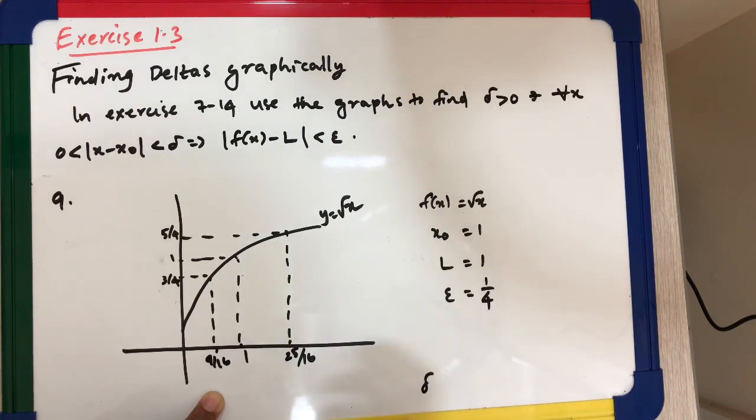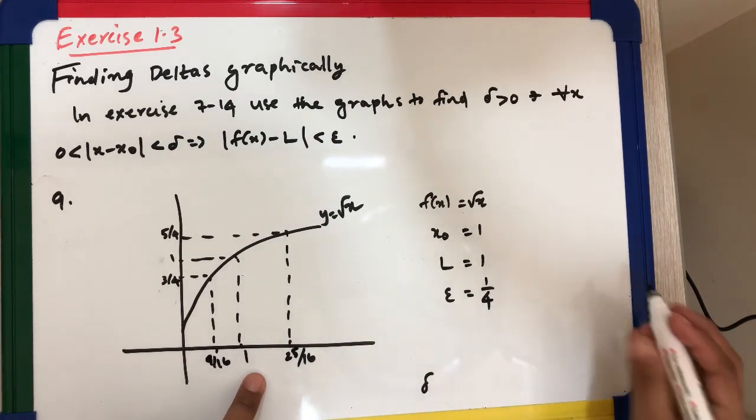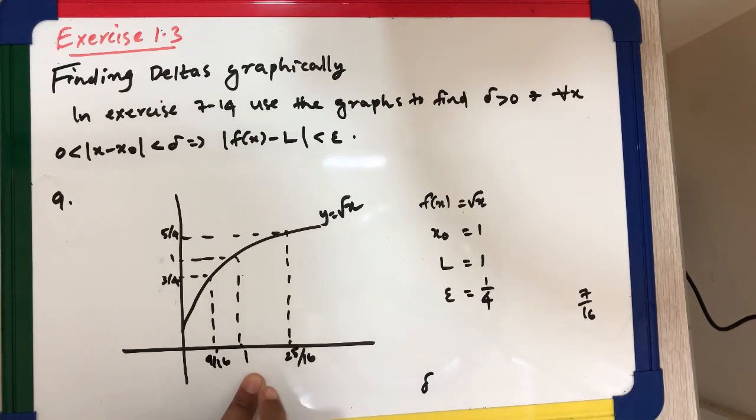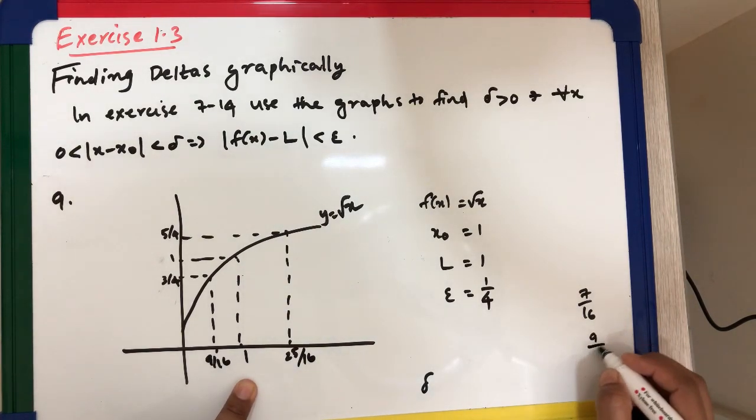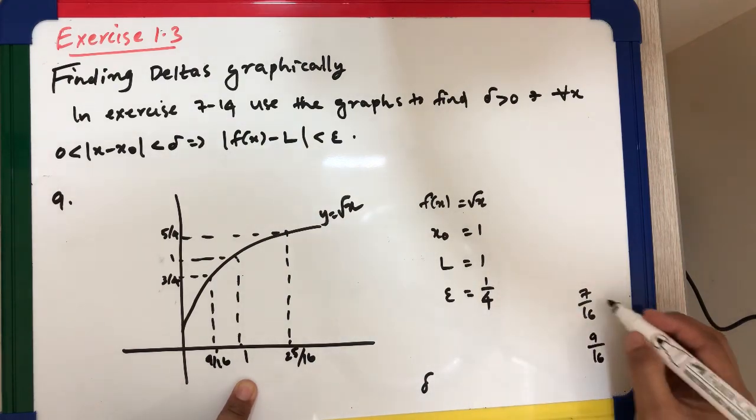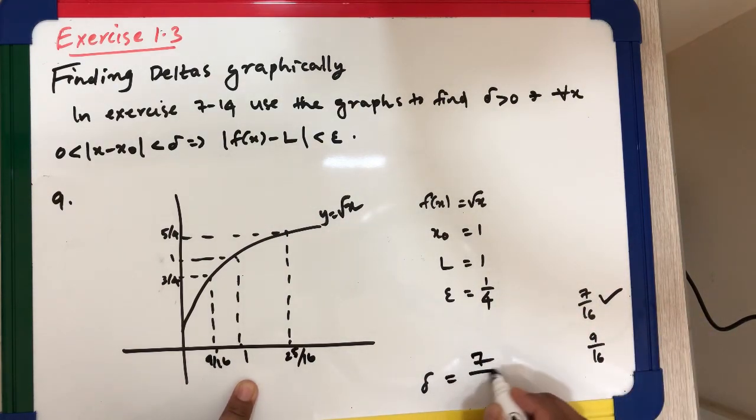So the distance is positive, so 7 by 16. And here the distance is 16 by 16 minus 25 by 16. The distance is 9 by 16. The smallest here is 7 by 16. Therefore delta equal to 7 by 16.